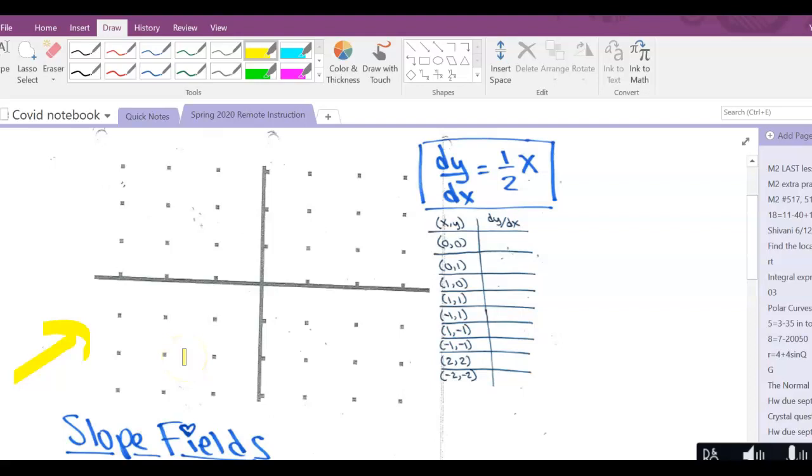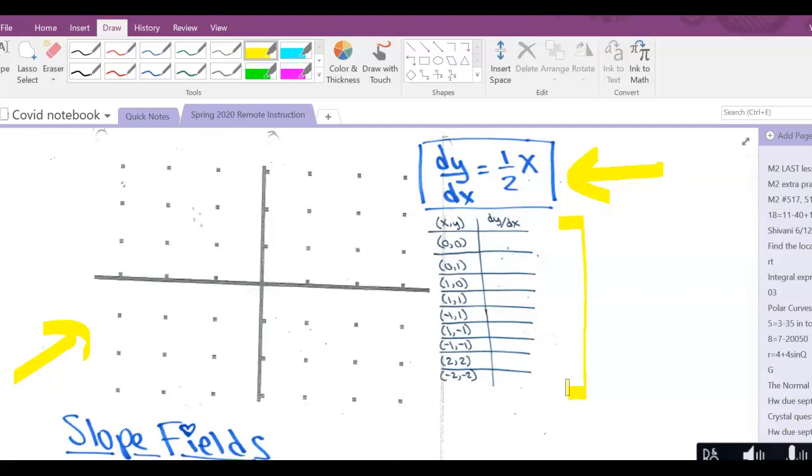Accompanying a slope field is often a differential equation, okay? And I just made one up and gave you a very simple one: dy/dx is 1/2 x. And then you'll see below, I made a t-table. And I'm wondering, what does dy/dx equal at these various x and y points?